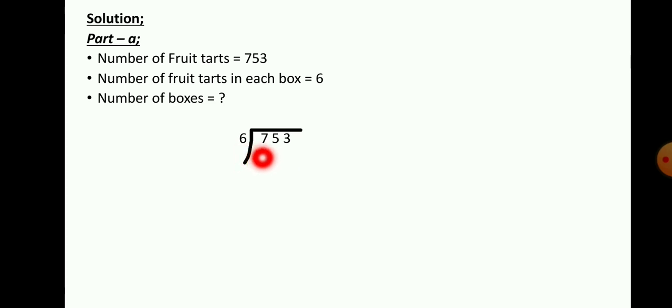Now first we'll focus on the first digit of the dividend, that is 7. Now recall the table of 6. So 7 comes in the table of 6? No. But below 7, 6 comes in the table of 6. How many times? 1 time.